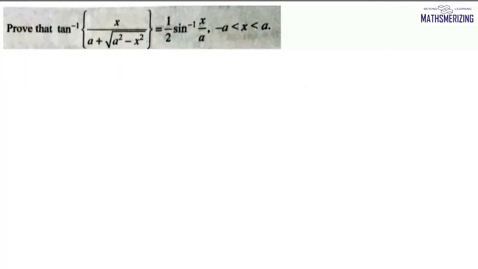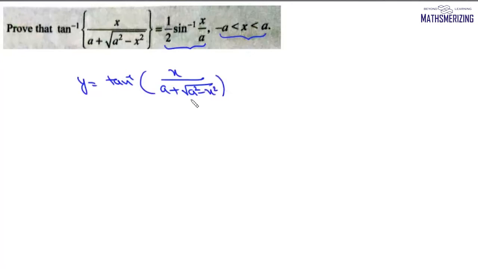Now let us take another question, in which we need to prove that tan inverse of x upon (a plus under root of a square minus x square) is equal to 1 by 2 sin inverse x upon a, when x lies between minus a and plus a. So here we have this result, and with this result we also have this condition that x must lie between minus a and plus a. So again, it is a simplification problem. Now here we need to simplify y equals tan inverse of x upon (a plus under root of a square minus x square).